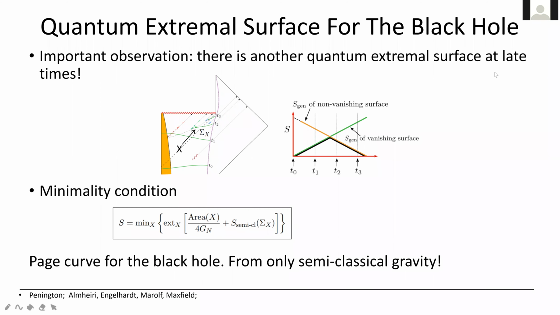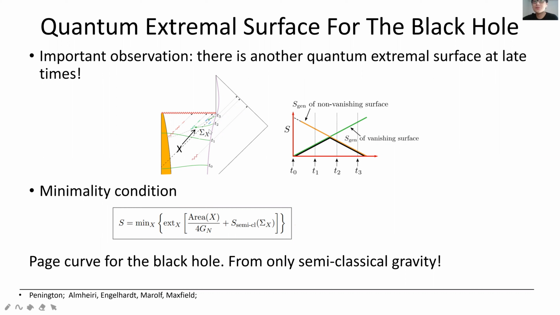I have a question. How can you determine this? My question is, what's the distance between this quantum extremal surface and the horizon? How do you calculate how close to the horizon or how far from the horizon it is?